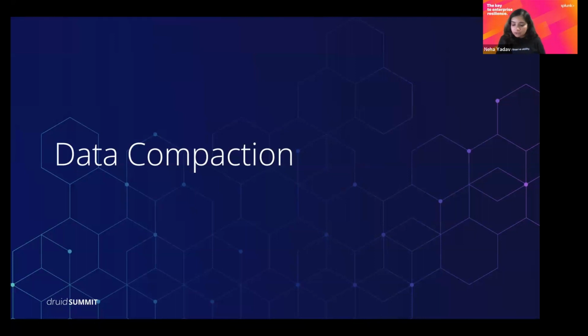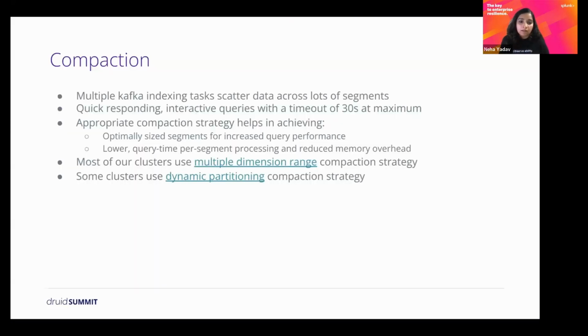I wanted to talk about our scale because the next topic that I really want to dive into is data compaction and the challenges that we faced due to the scale of our clusters. Let's talk about compaction a little bit. We all know that multiple Kafka indexing tasks can lead to data being scattered across different segments. Those segments can be uneven, and they can also impact query performance due to more segment scans.